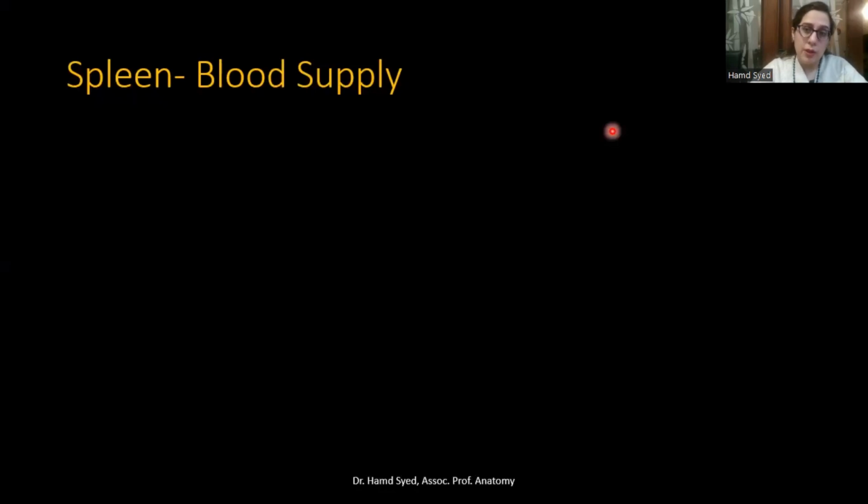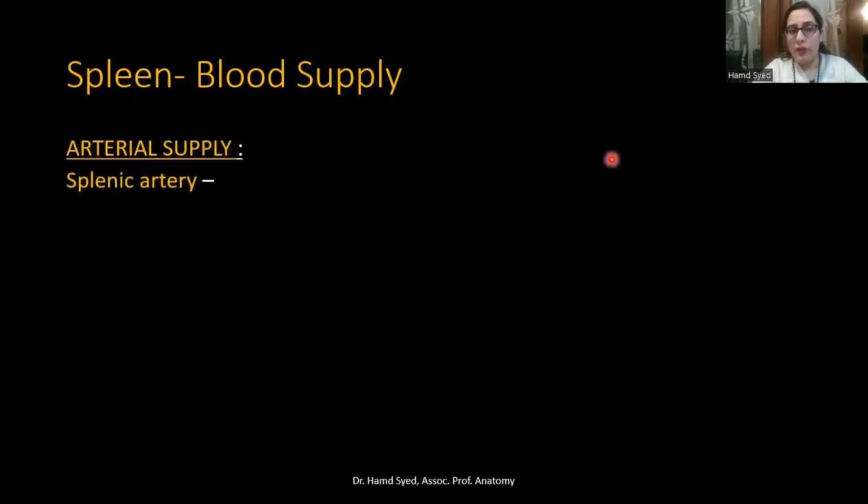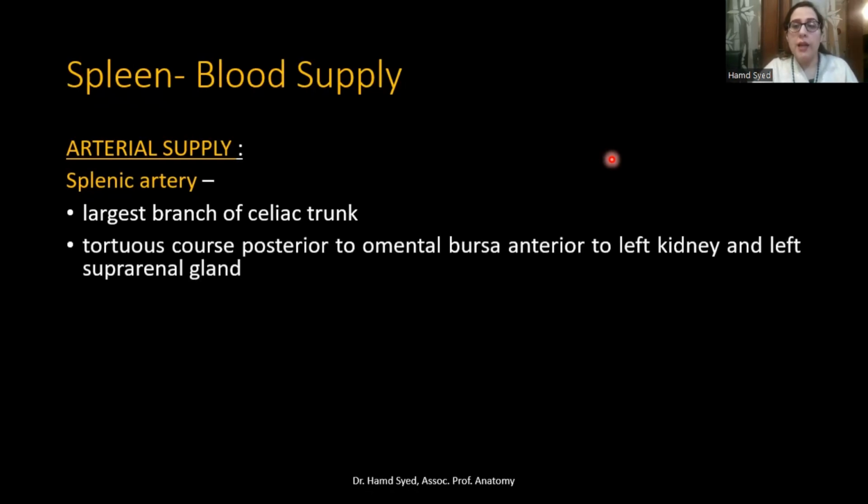Now let's discuss the blood supply of the spleen. So we are going to first talk about the arterial supply of the spleen. We know that is by the splenic artery. Now this splenic artery, which is supplying blood to the spleen, is, remember, a branch of the celiac trunk. And it has a tortuous course, which means it is coiled in its course and it passes posterior to the lesser sac or the omental bursa, but it is anterior to the left kidney and left suprarenal gland.